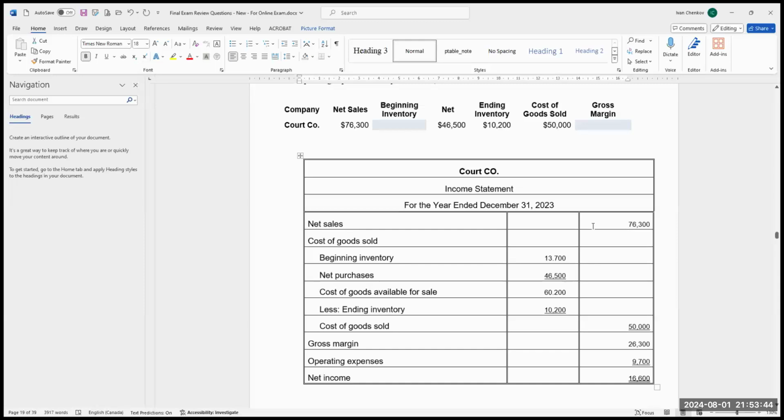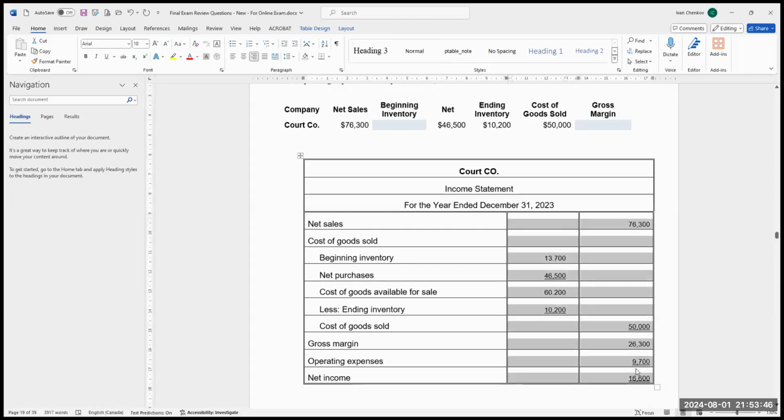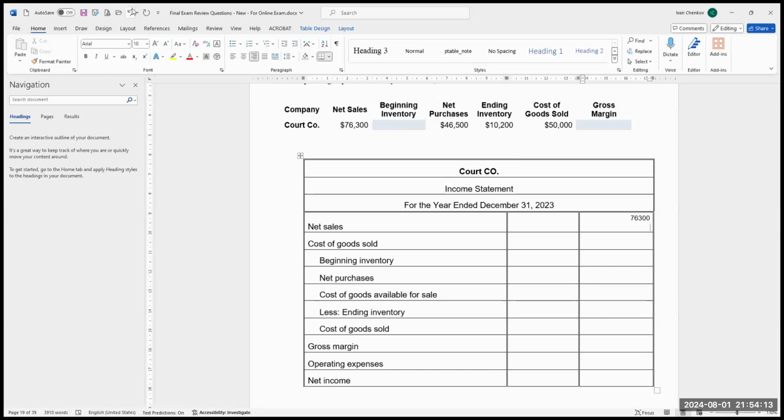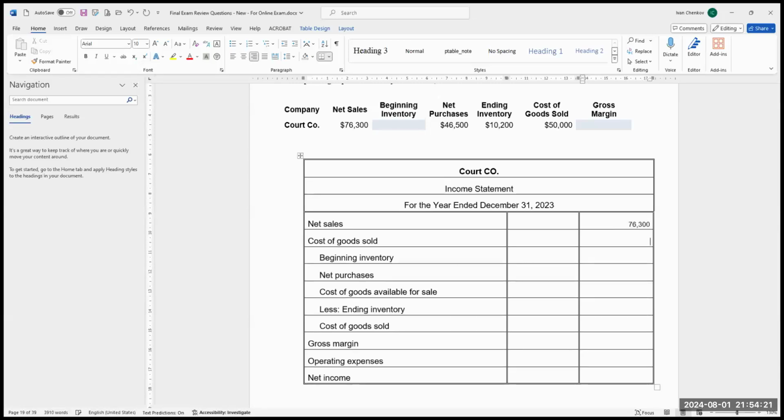How can you do that? Well, this information here is not given to you. The only thing that's going to be given to you is the net sales, beginning inventory, net purchases, ending inventory, cost of goods sold. So what you have to do is, once you get the net sales, which are 76,300, enter 76,300 here.